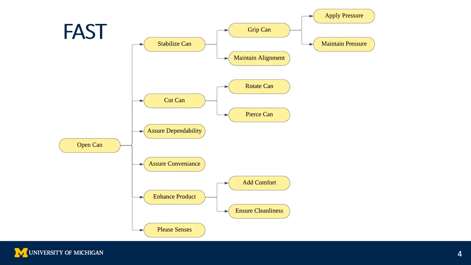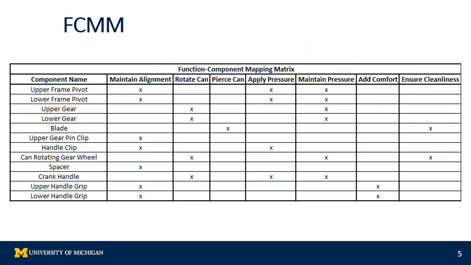And this is our FAST diagram. It has two main functive branches relating to stabilizing the can and cutting the can, which is the main function of our can opener. The function component mapping matrix contains all the can opener parts along with the functions that each part performs in the can opening process.